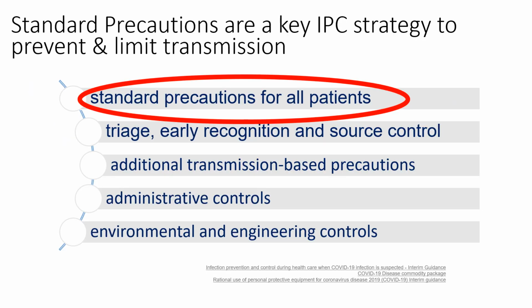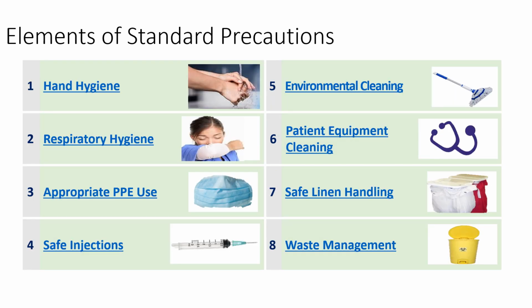These are the key IPC strategies to prevent and limit transmission, and the elements of standard precautions include hand hygiene, respiratory hygiene, appropriate personal protective equipment use, safe injection, environmental cleaning, patient equipment cleaning, safe linen handling, and waste management.